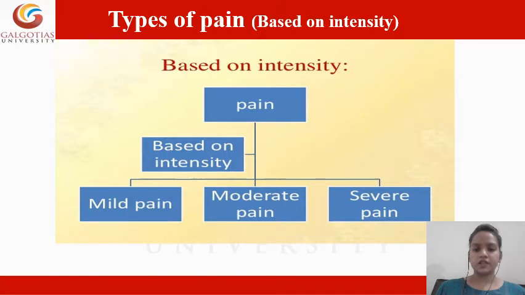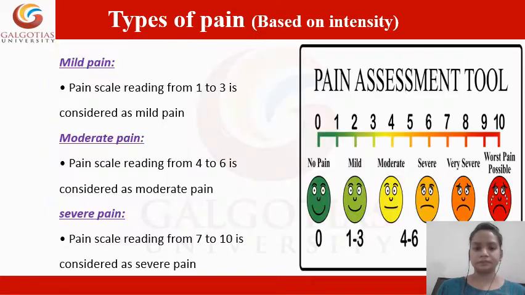Based on intensity, pain is divided into three parts: mild pain, moderate pain, and severe pain. Mild pain: a pain scale reading from 1 to 3 is considered mild pain. Moderate pain: a pain scale reading from 4 to 6 is considered moderate pain. Severe pain: a pain scale reading from 7 to 10 is considered severe pain.